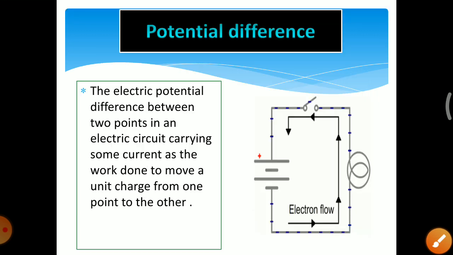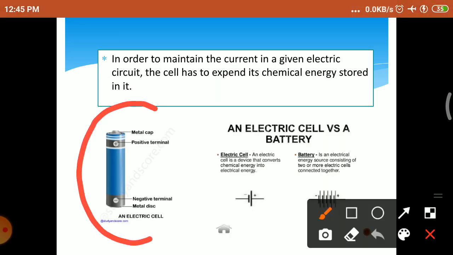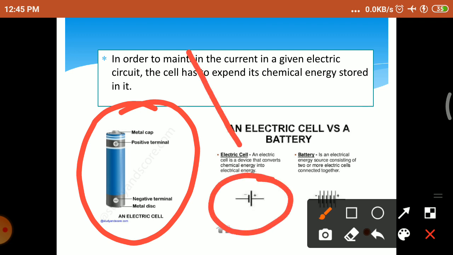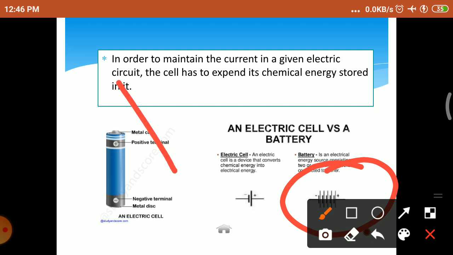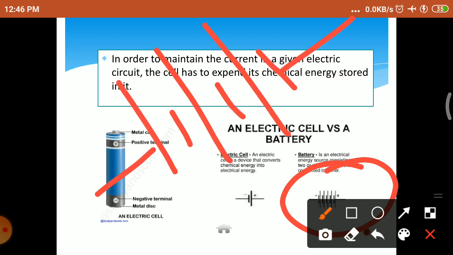This is an electric cell. It is represented by one long line and another short line. The long line represents the positive terminal and the short line represents the negative terminal. A battery means it consists of one or more cells. This is a battery. Here it consists of three cells. When one or more cells are connected together, that is called a battery.